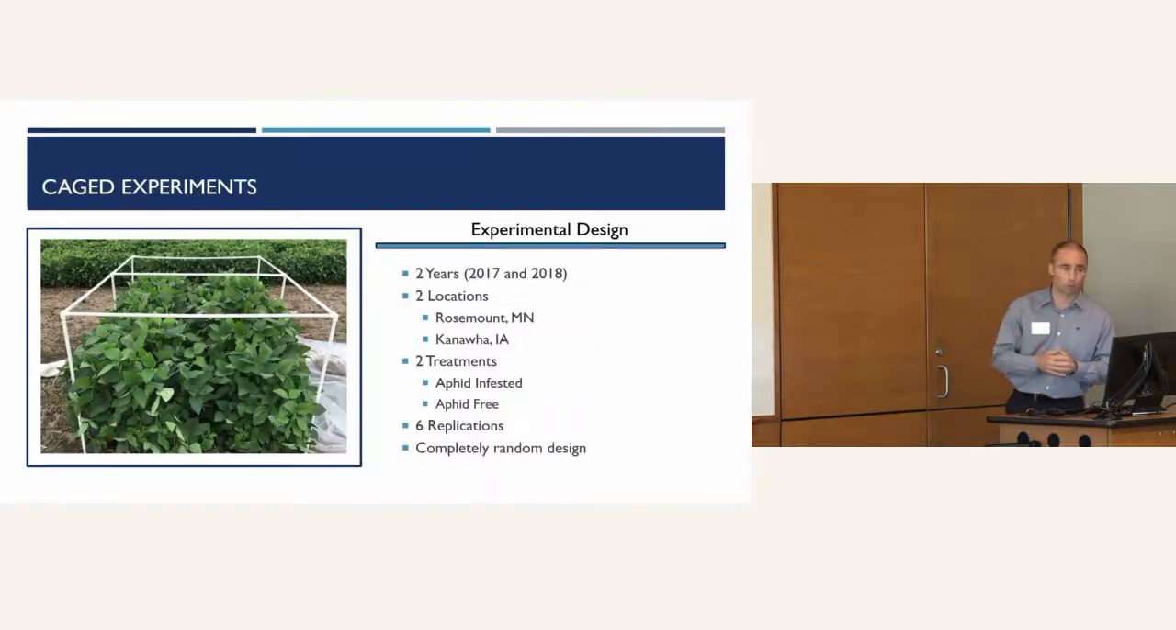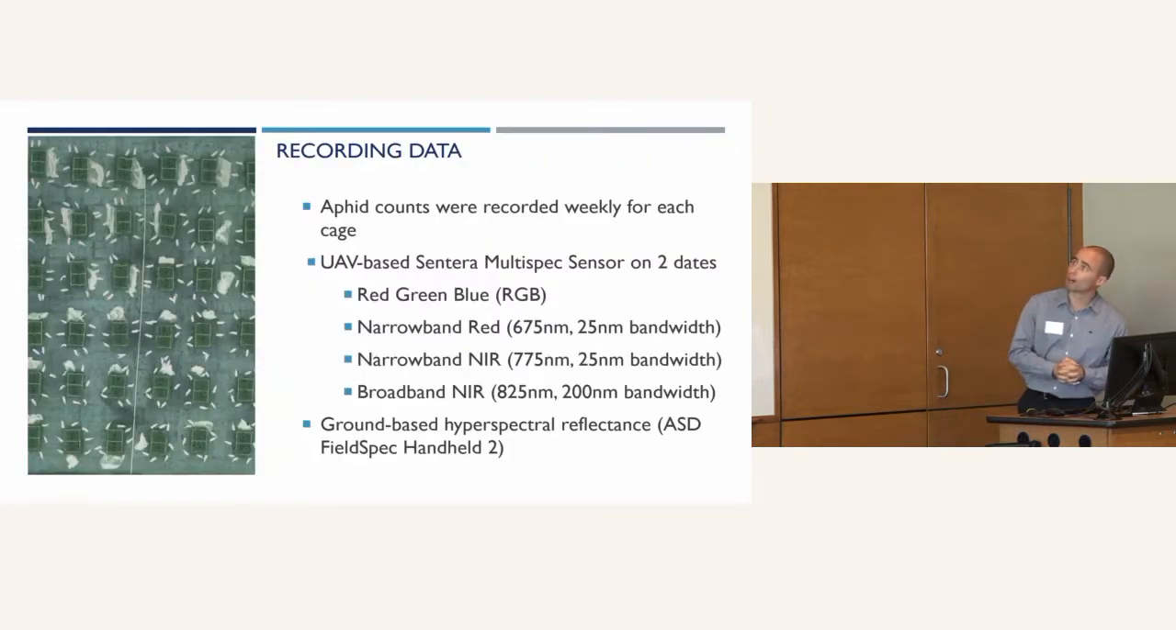So a very similar experimental design, slightly larger plots this time. And this experiment was conducted in southeastern Minnesota at Rosemont, and then also in Iowa over 2 different years. Very similar treatments. Some of the cages were infested with aphids. Some of them were left uninfested, which created that gradient of aphid pressure over the growing season. And then, again, forced an army of undergrads to count many aphids on plants over the growing season.